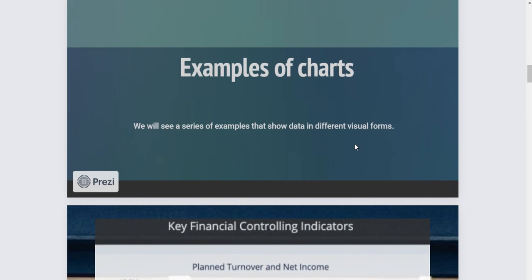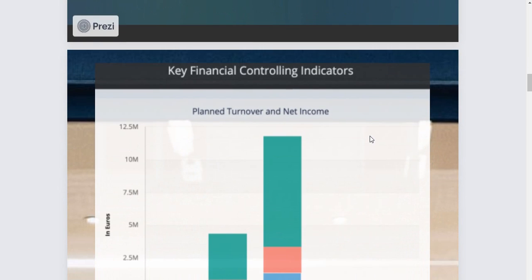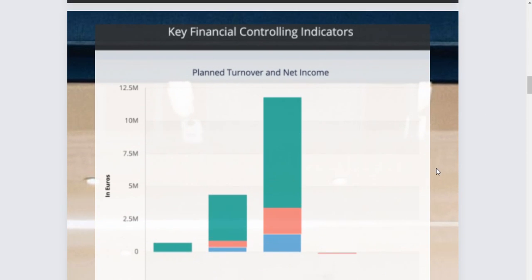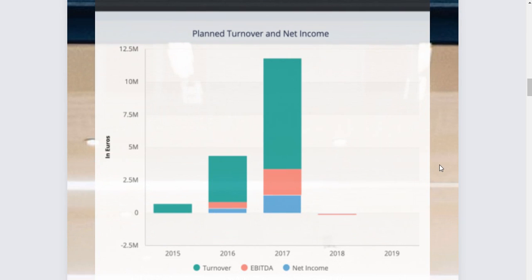We are going to take a look at some of the examples of the charts that accounting uses all the time. Okay, let's take a look at this chart that says key financial controlling indicators. Remember, these are just examples. Therefore, this information might or might not be familiar to you at this point. You need to have an open mind and try to understand all the graphs. This is a comparison between money and time.